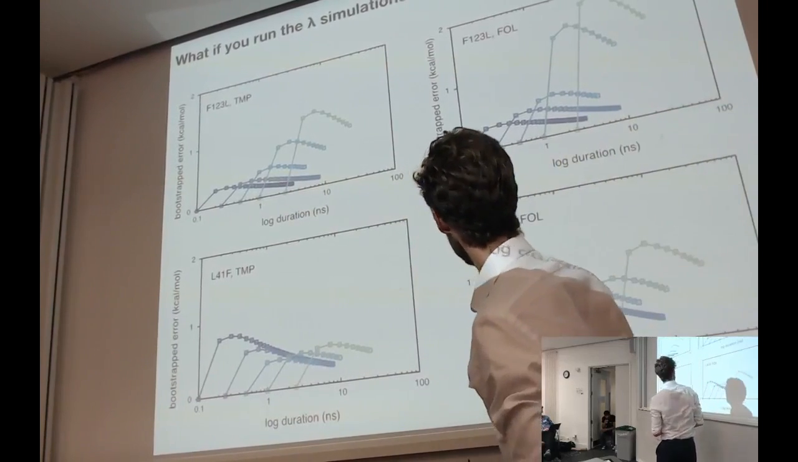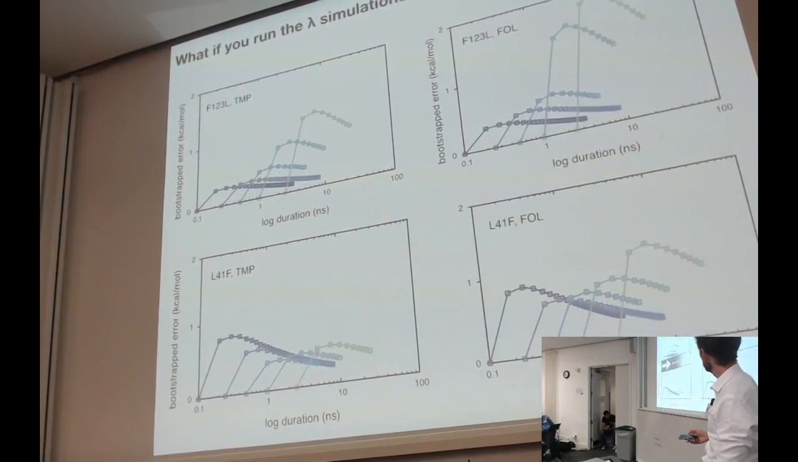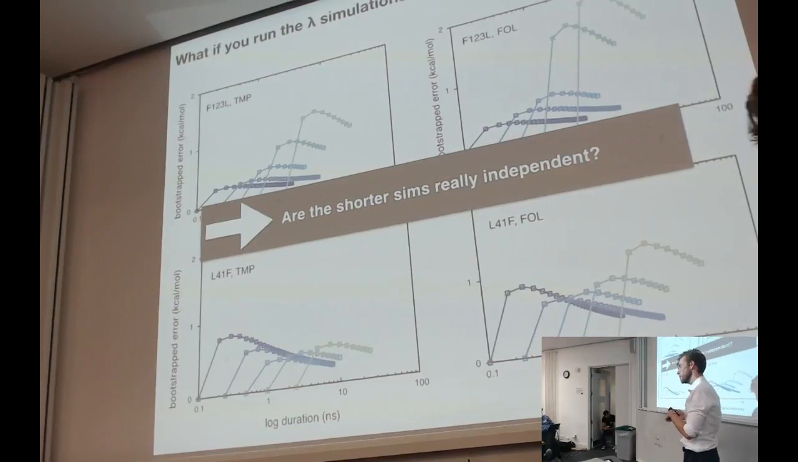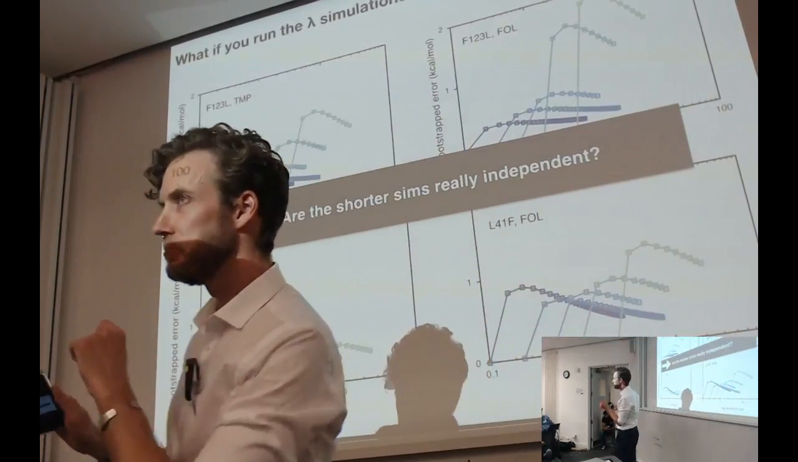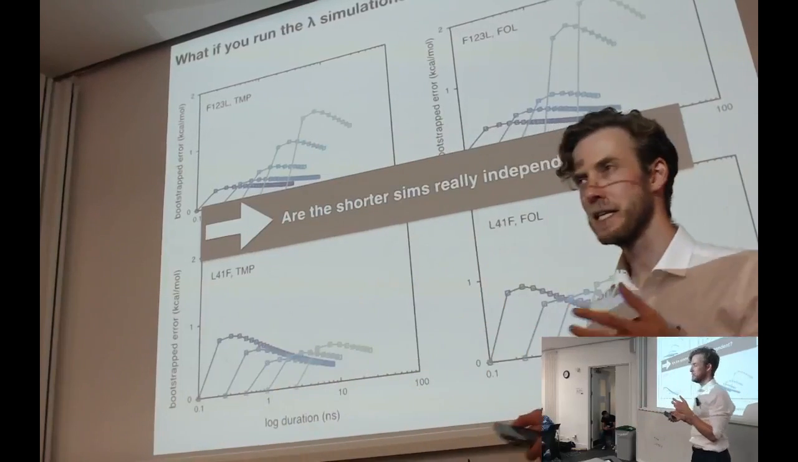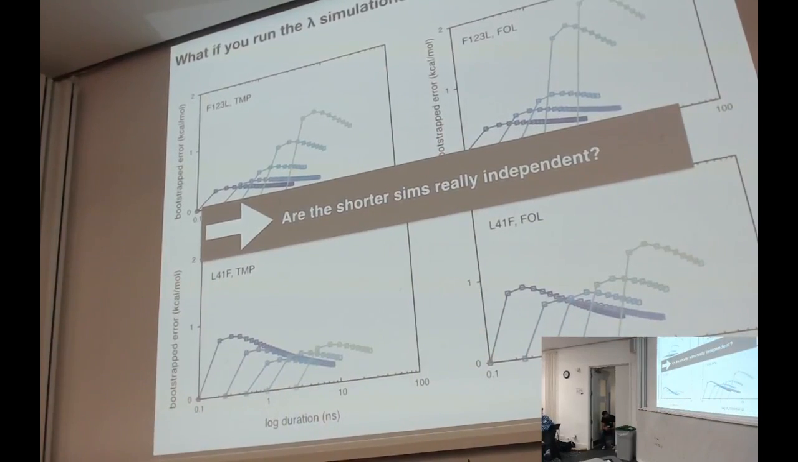This is a log scale, remember? So just thought I'd share that. So are my shorter sims actually really independent? Not sure, which would then mean my errors are probably underestimates.